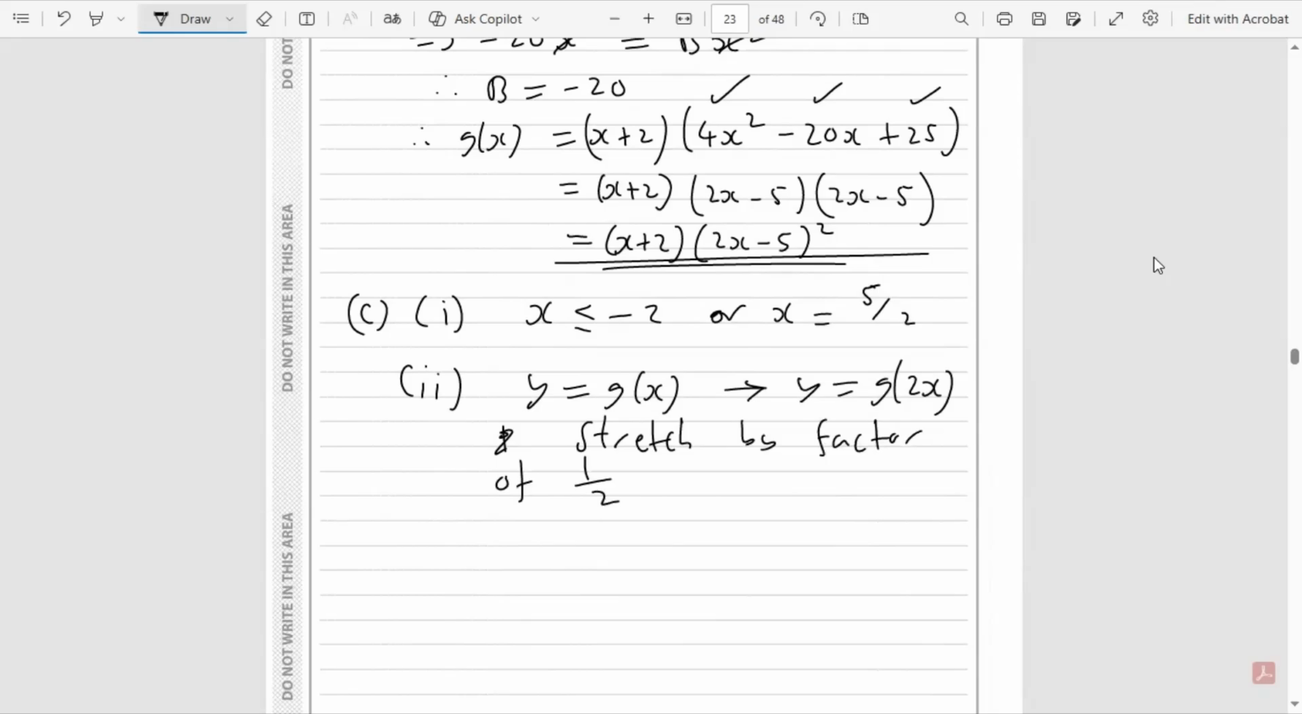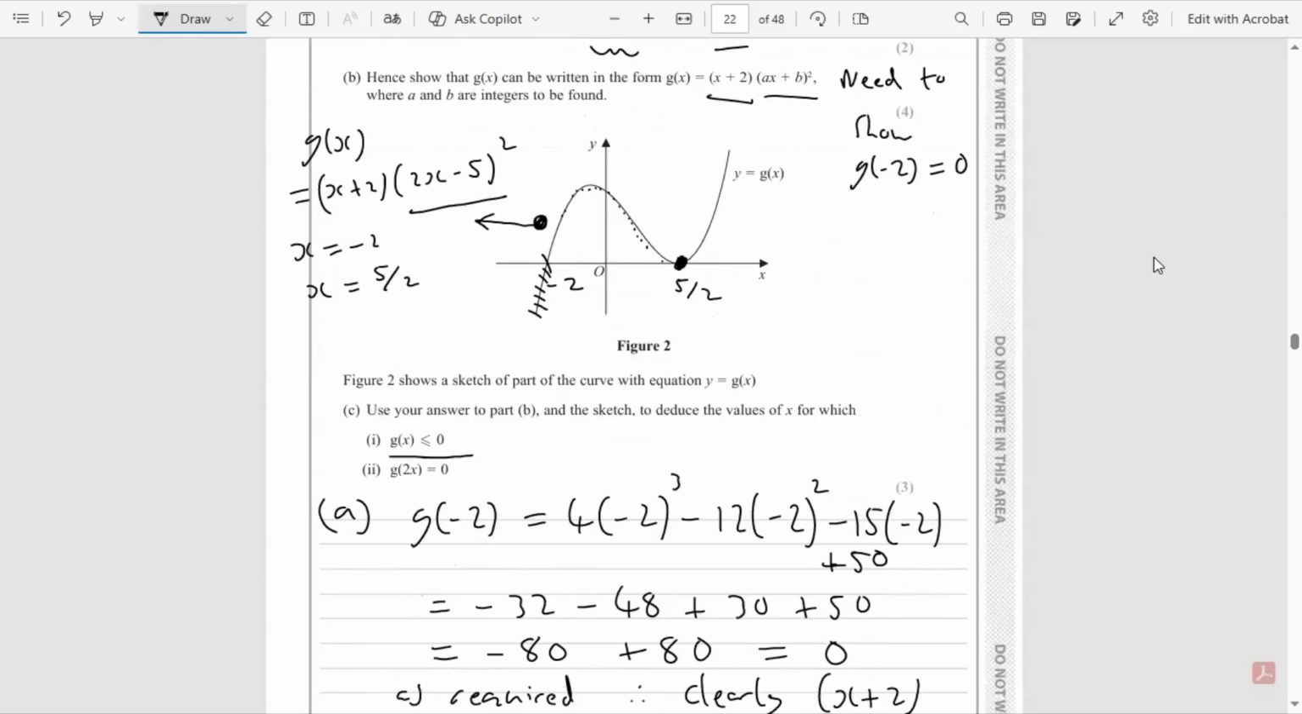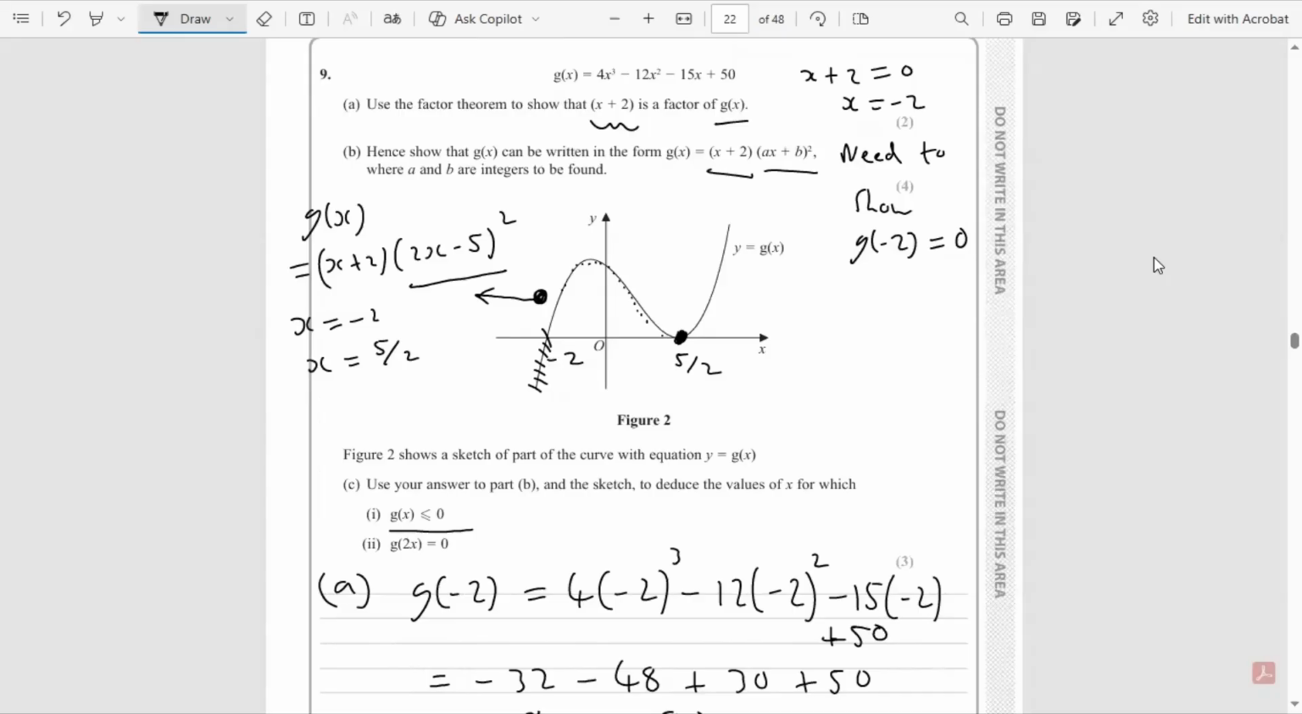So remember, it is the reciprocal of the coefficient of the argument. So a half in this case, a stretch by a factor of a half in the x direction. So basically, you're squishing in the graph by a half. So if we go back to the graph here, if we squish in everything by a half, then the roots will be basically multiplied by half. So the new roots of the graph will be half of this value. So half of this is going to give you -1. And then half of this one is going to give you 5/4.